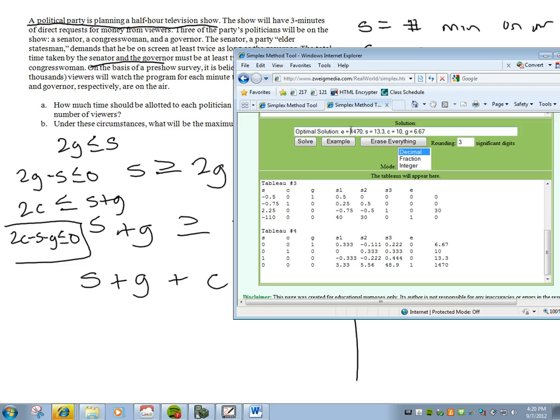And that will optimize the number of viewers, because the TV station wants that, to 1,470,000 viewers. So that'll be 1.47 million viewers total.